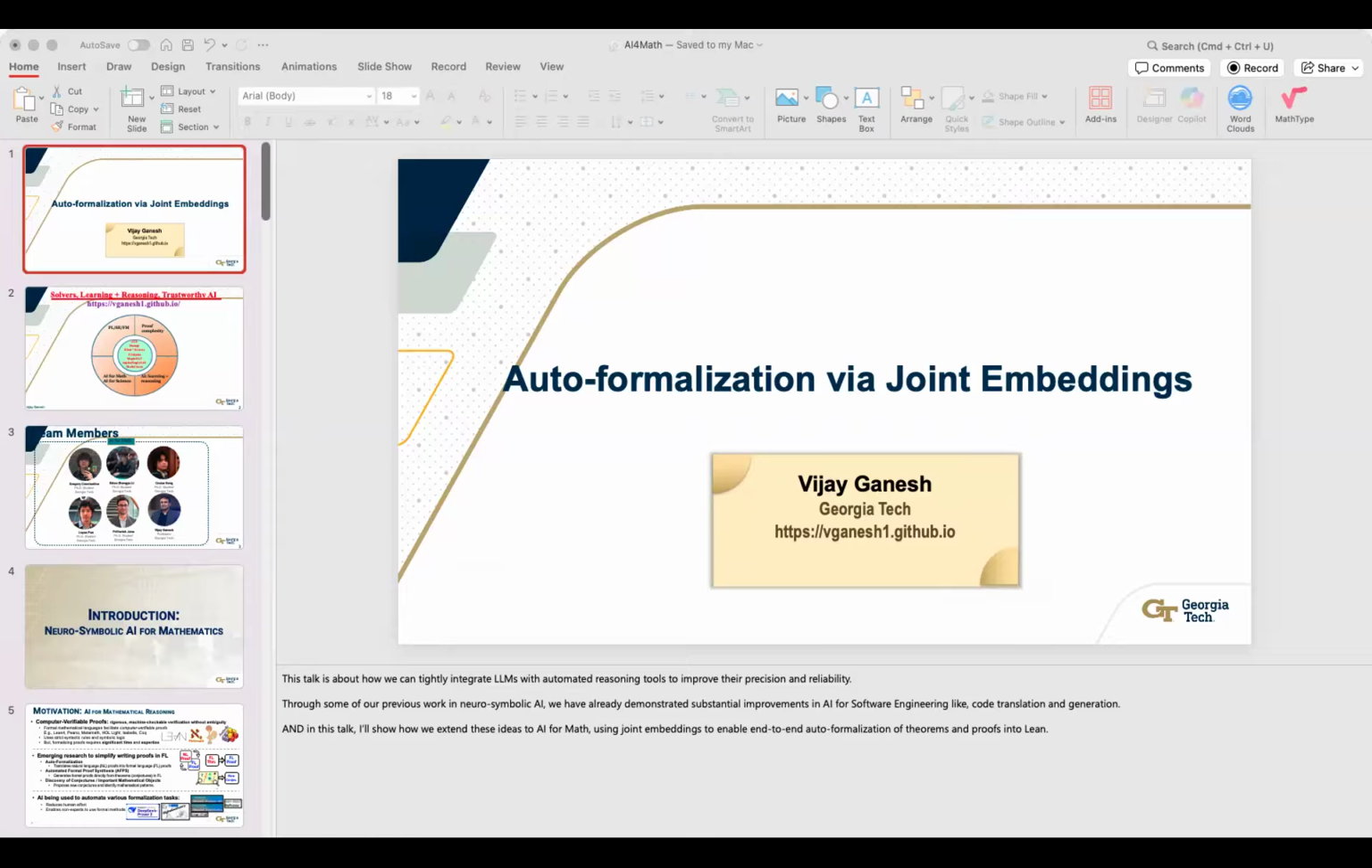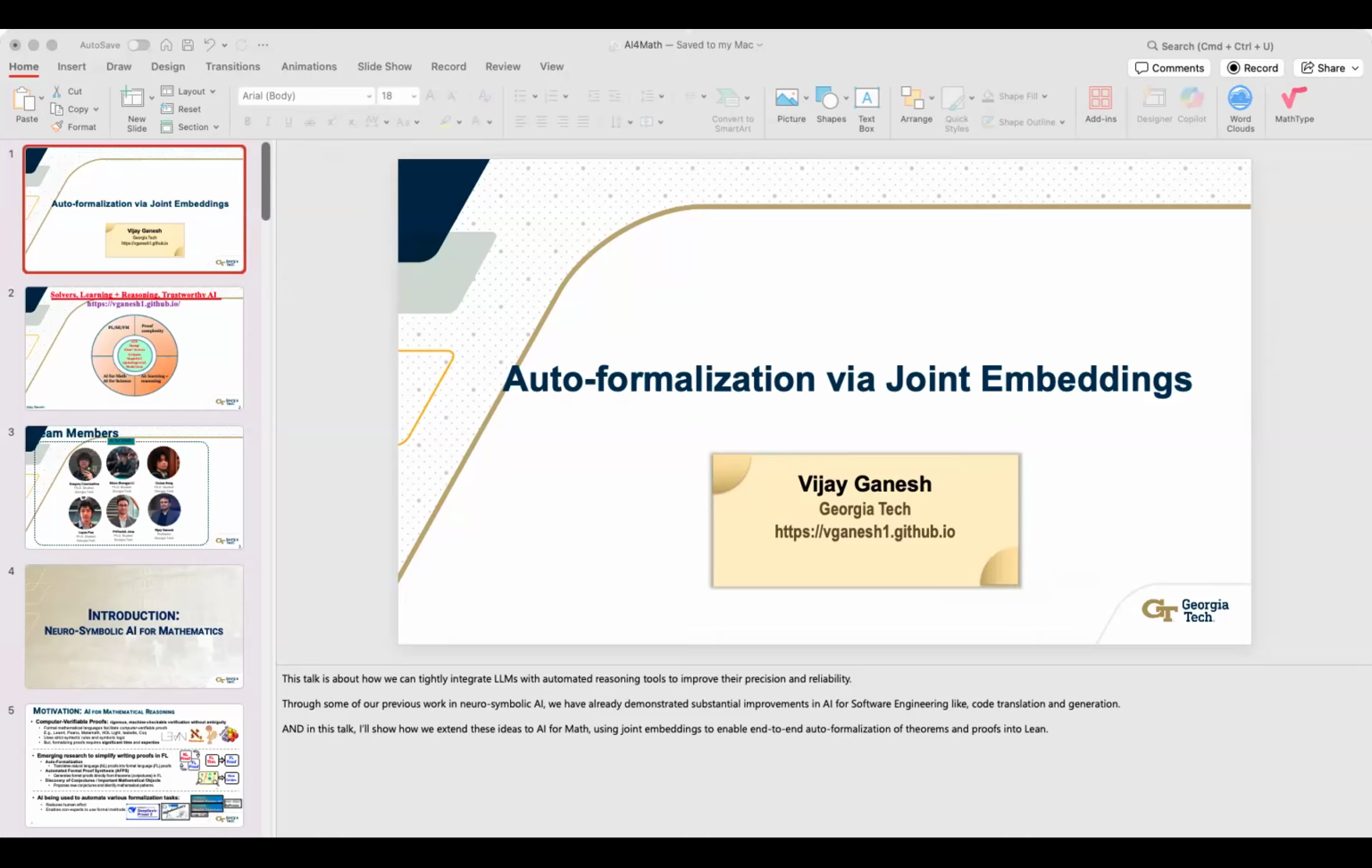Yeah. So we present this proof bridge tool. The proof bridge tool is a bridge between NL and FL, NL for natural language, FL for formal language. And the core idea is this concept of joint embedding. To me, this idea of joint embedding is actually a very powerful idea, and I'll clarify in a moment what this means.